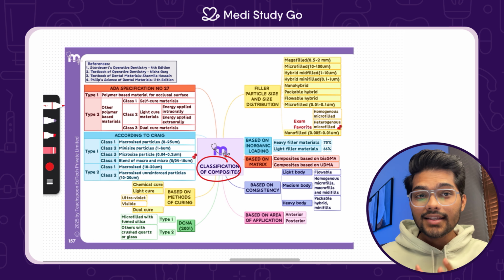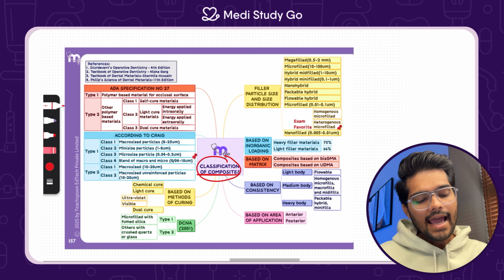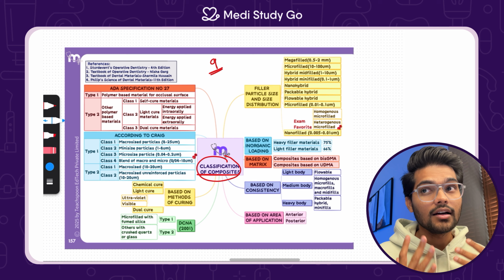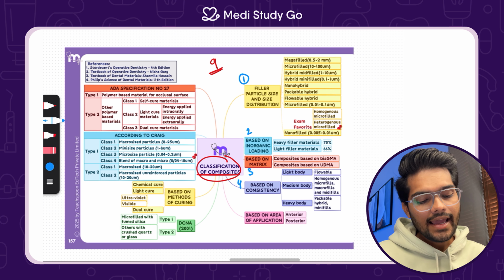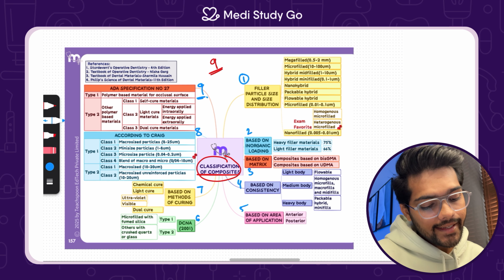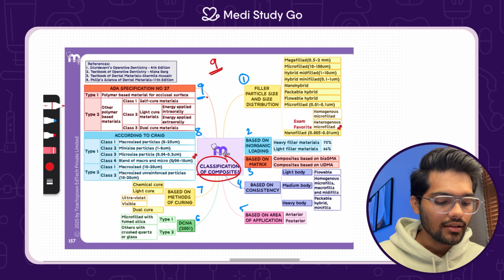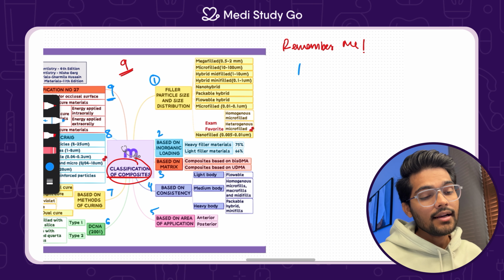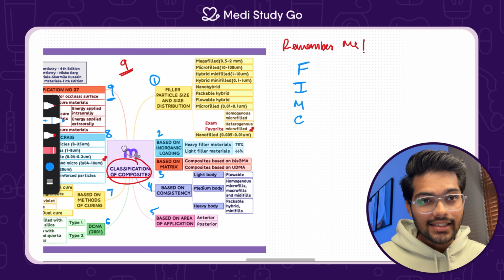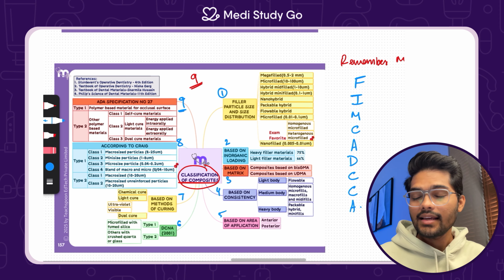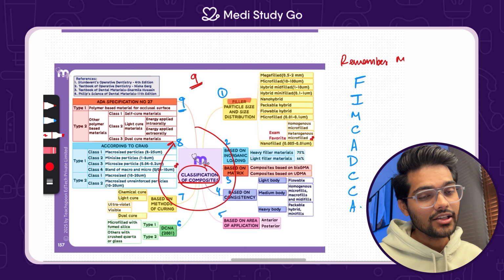So let us start with the classification of composites. And there are basically 9 groups on the basis of which composites can be classified. And they start right from the filler particle size up to the ADA specification number 27. Now, an easy way to remember all of these 9 groups is by FIMC. You can go ahead, make your own acronyms and do whatever helps you remember these.